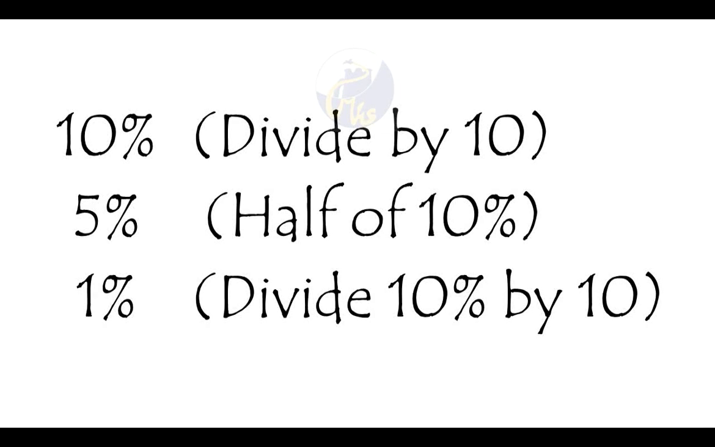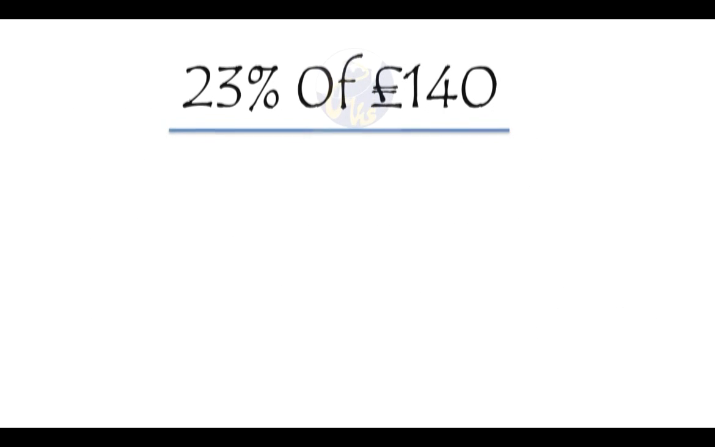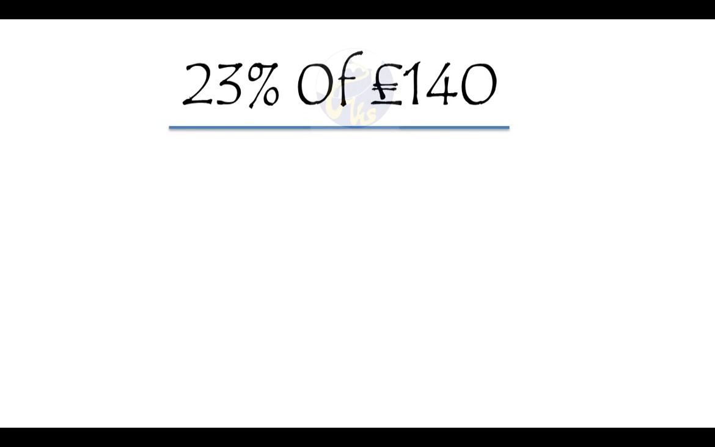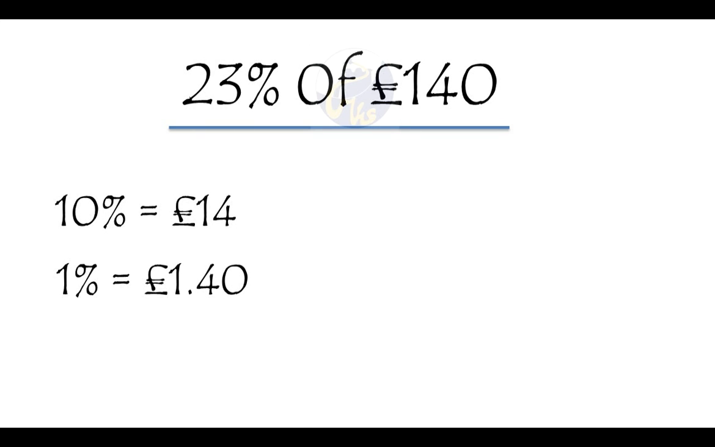So I'm going to go through an example of how we would use these in a problem. So 23% of £140. You'd start off by finding 10%. That would be £14 just by dividing by 10. And then 1%, this time, by dividing by 10 again. You could get 5%, you could use that in some way. Some people might even say we'll start with 25%. There's more than one way of getting there, but with practice you'll pick a way that suits you.